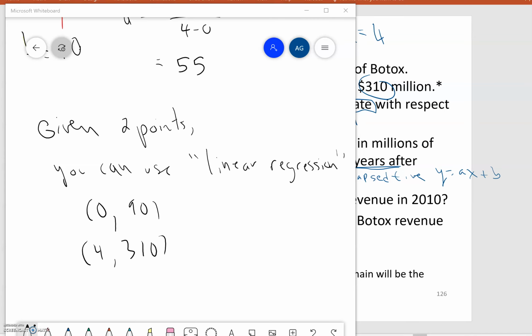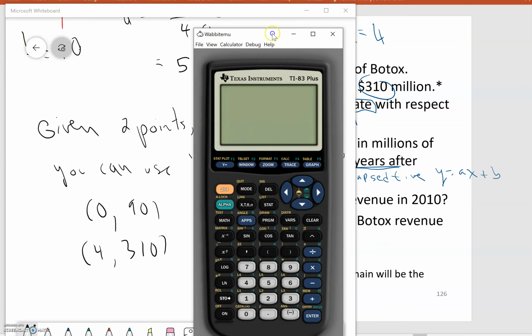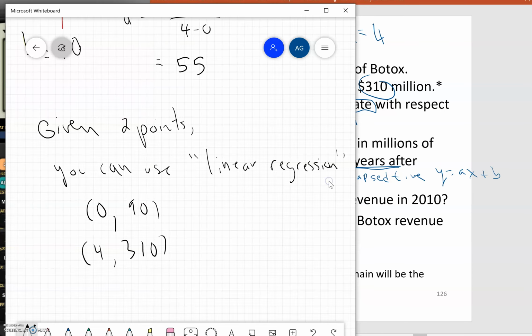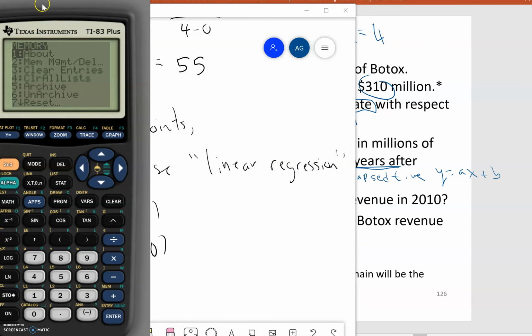So I'm going to enter these 2 points in my list editor. So I go to Stat, turn on the calculator, go to Stat, Edit, and actually I want to clear these lists. So let me go to Second Mem and choose, what did I just do? Sorry about that.